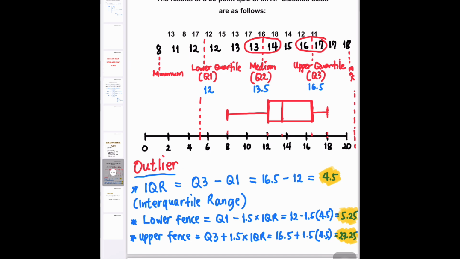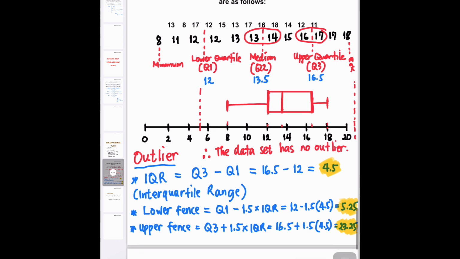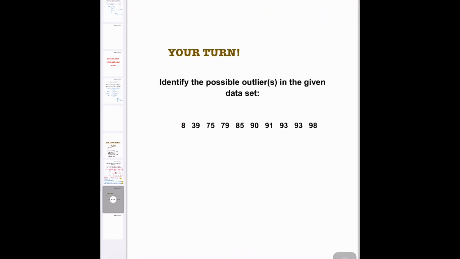Now, what does this mean? So by looking at the box plot, including the lower and the upper fence, we can see that all the data values that we were given actually fall within the fence, right? So 5.25 is the lowest, and the highest is 23.25. So that only tells us that the data set has no outlier.